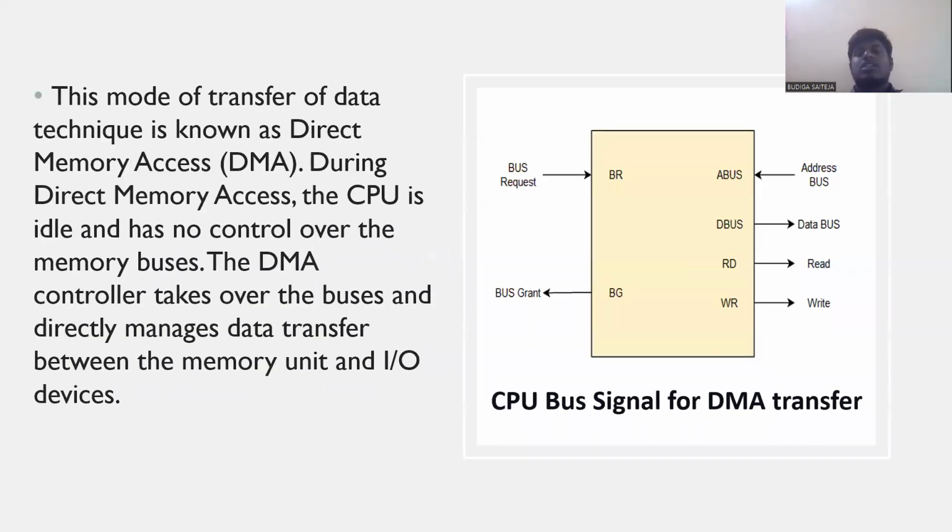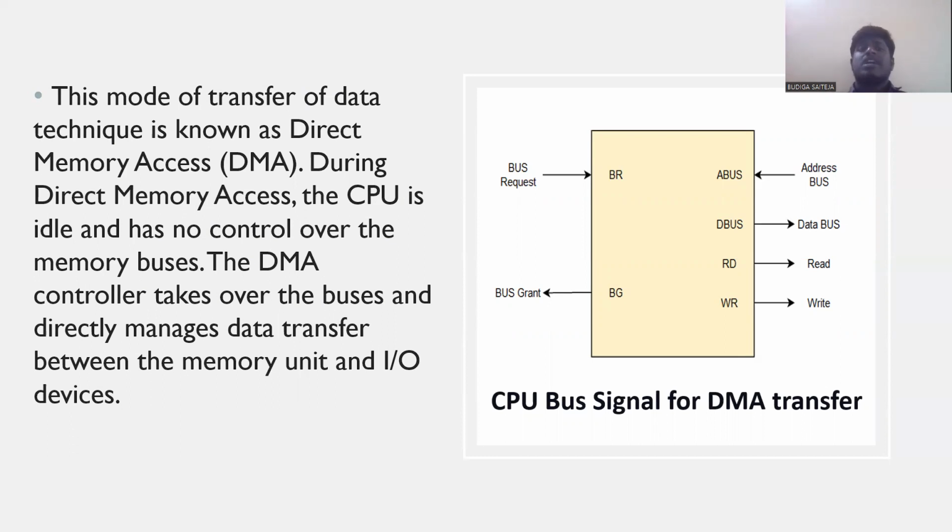We can observe the CPU bus signal for direct memory transfer. In the diagram, there is a bus request for transferring the data in the direct memory access. This mode of transferring the data is called direct memory access.